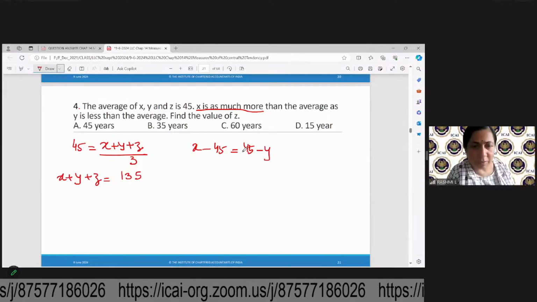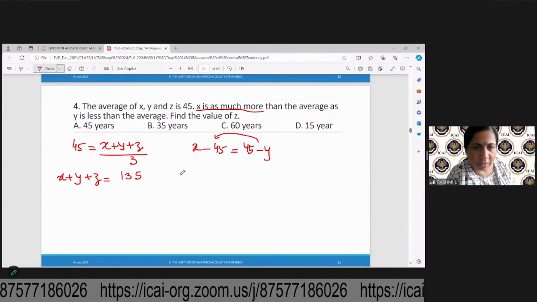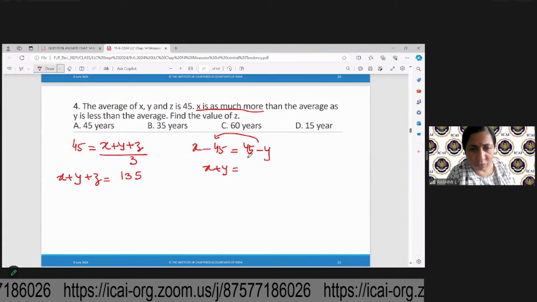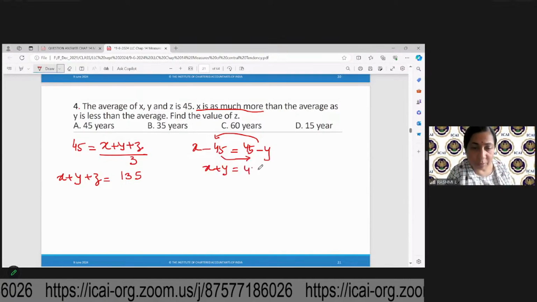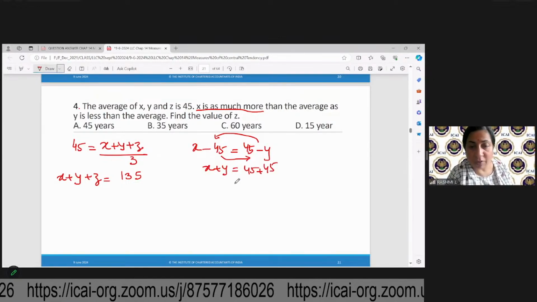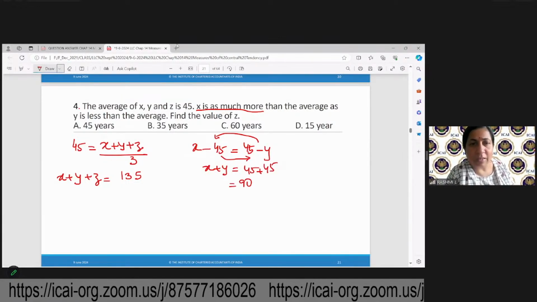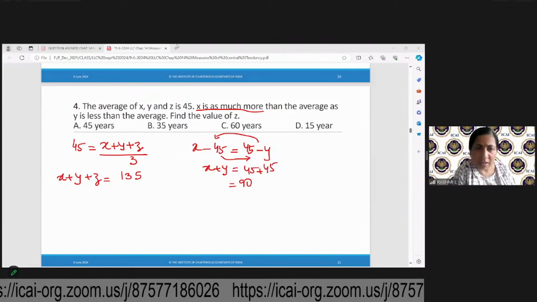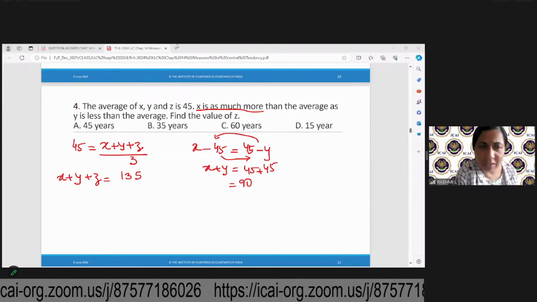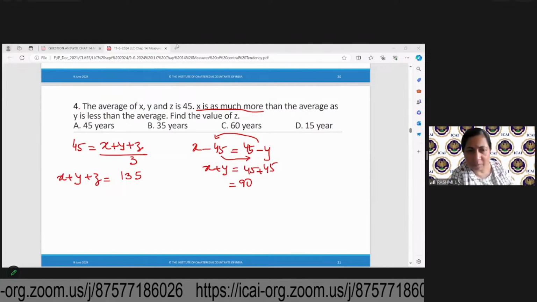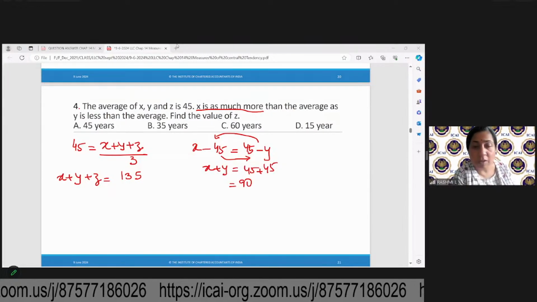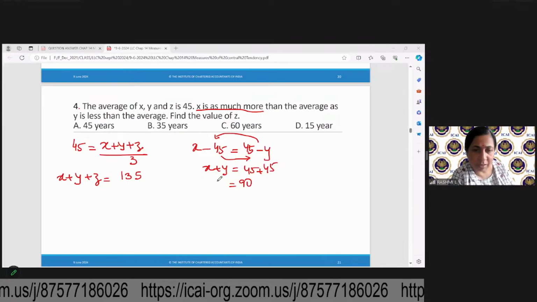So what will this give me? I take the y to this side. I will have x plus y is equal to this. Minus 45 will come here. It will become 45 plus 45 which is equal to 90. Yes. x plus y is 90. Very good. Ishika, Reshma, Devendra, Abhinandan. So I have x plus y is equal to 90.